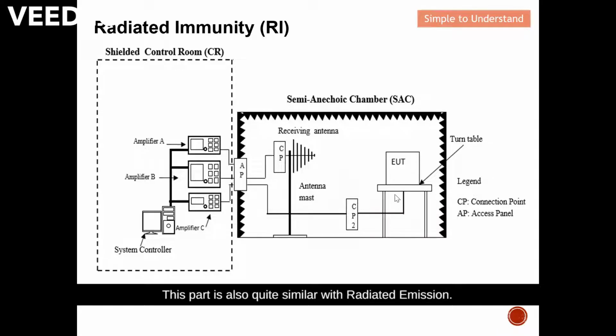This part is also quite similar to radiated emission. Your EUT or DUT is housed on a non-conductive table, which is also on a turntable. On the other side is the antenna. The antenna is fixed at 1.5 meters, which I'm going to share with you later on. Inside the shield room or control room is where the amplifier is. The signal generator generates the RF signal. The RF signal is pumped up by the amplifier, so it becomes quite a strong signal, and the antenna releases the electromagnetic wave to disturb your DUT.